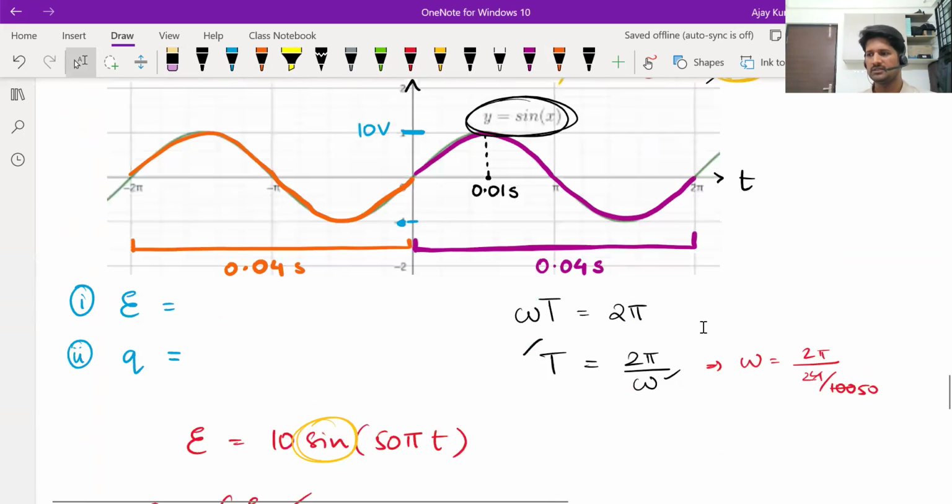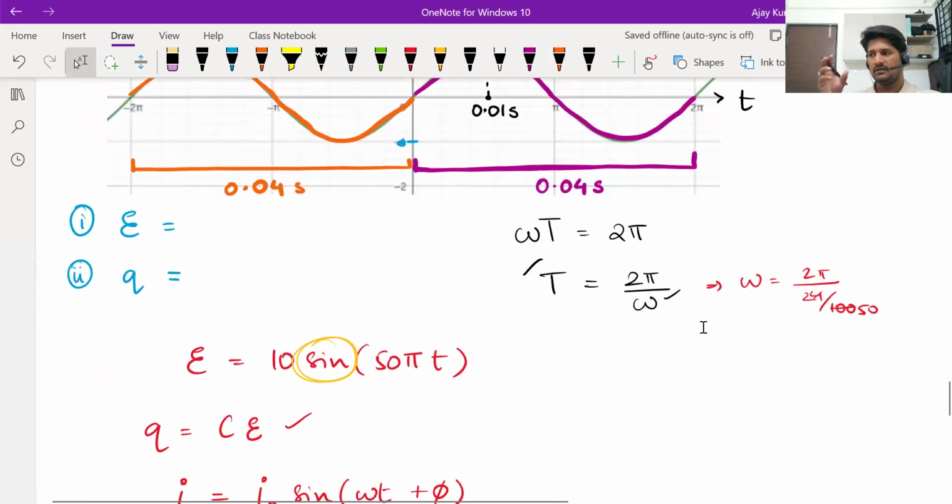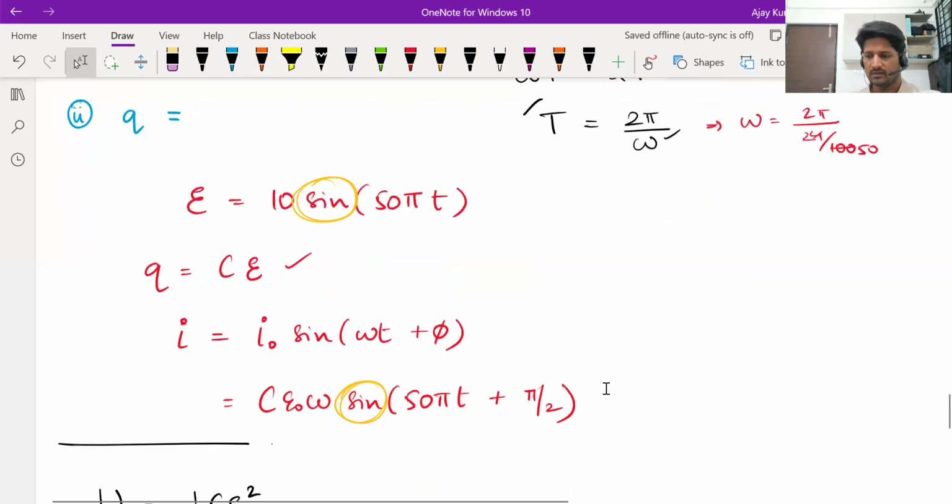Next class will be on Thursday. Thursday we'll discuss alternating voltage applied to an inductor. And if time permits, resistance, capacitor, inductor, all three together also. If you apply an alternating voltage, what will happen? We'll see the LCR series circuit. Okay, thank you all. We'll continue on Thursday. Thank you, sir.